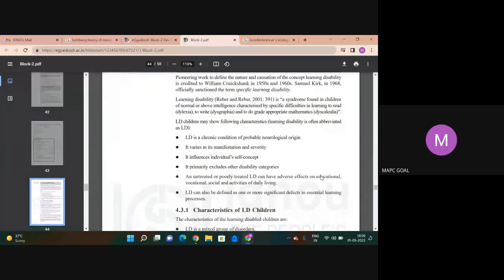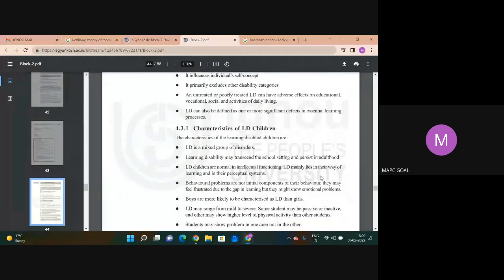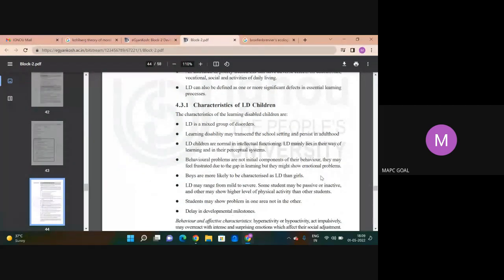With dyslexia, they are not able to understand the proper grammar in the English language or in a particular language. With dysgraphia, they will not be able to write properly. Eye-hand coordination is less. And with dyscalculia, as the name suggests, they are scared of maths and not able to solve mathematical problems. What are the characteristics of learning disability children? It is a mixed group of disorders. It's not just one; there could be one or two, or maybe more than two.